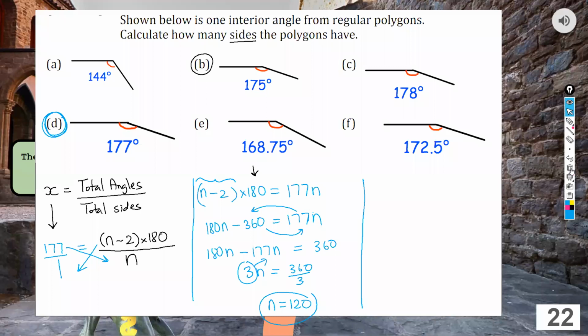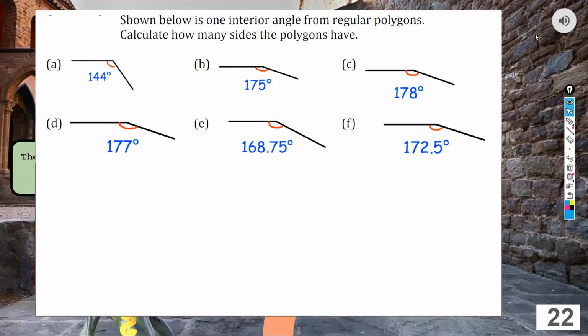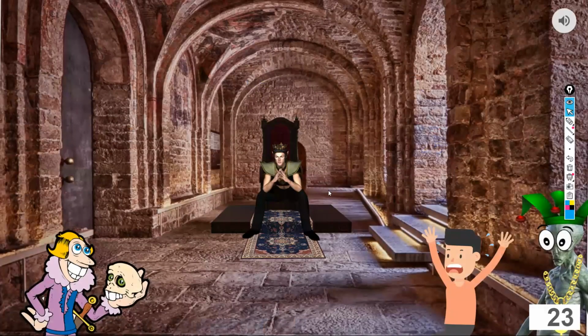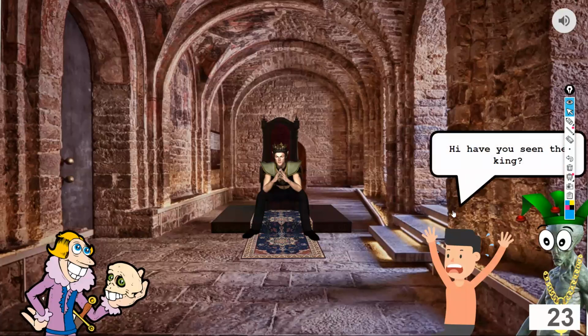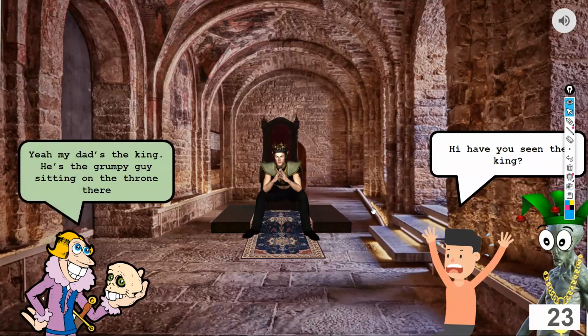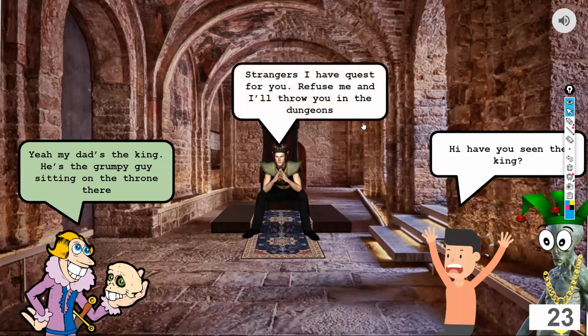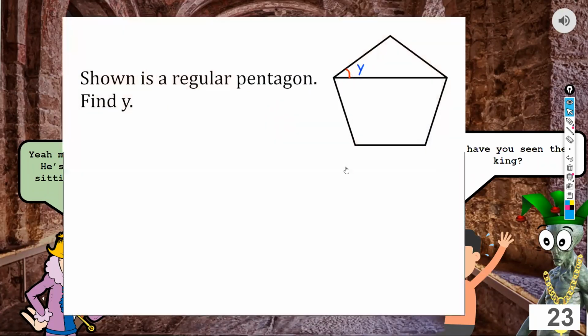Let's see what the next slide holds for us. So they have to go and meet the king, but that's the king over there, right? Right, so the king is this grumpy guy there. All right, so they have to do a quest for him or something like that, right?